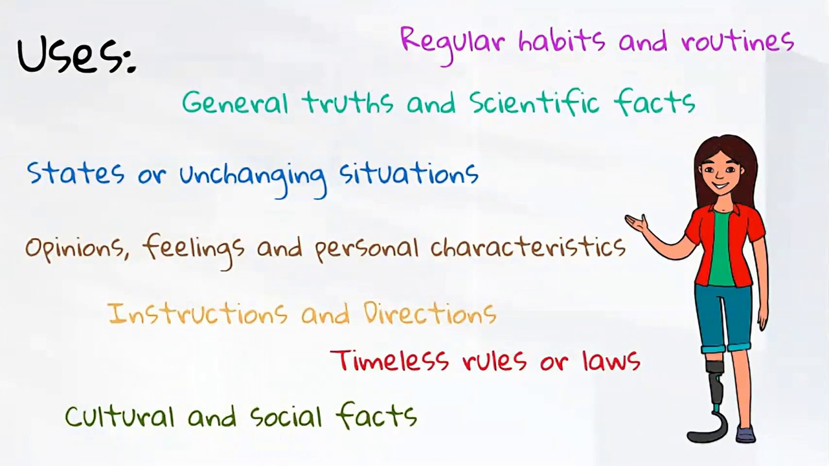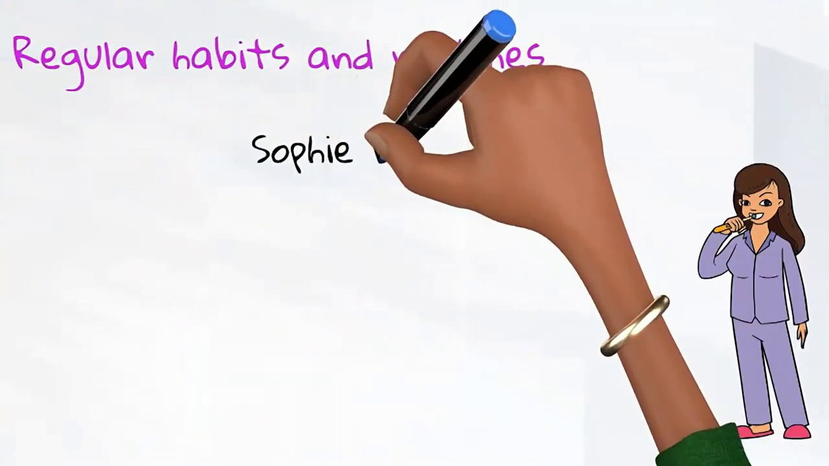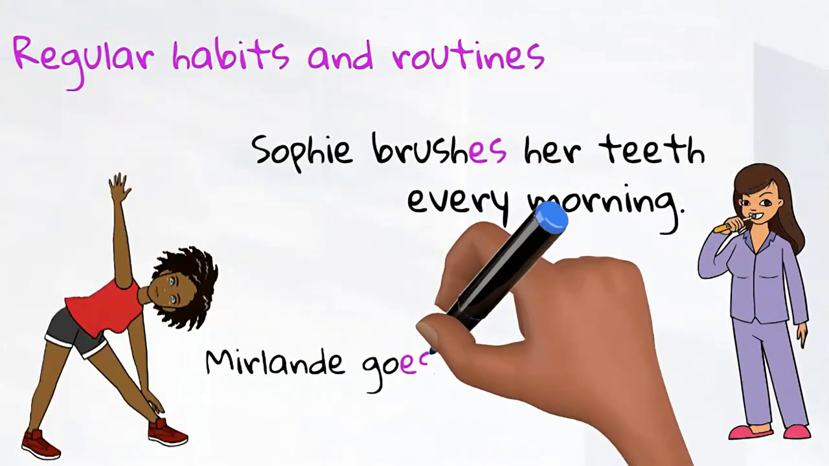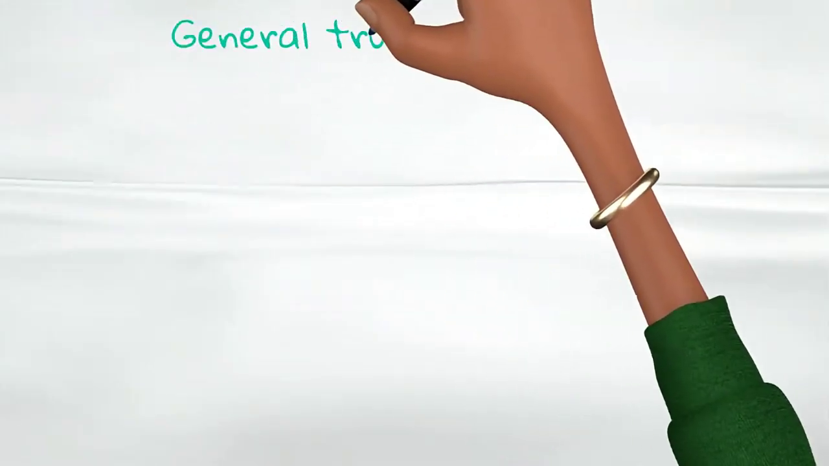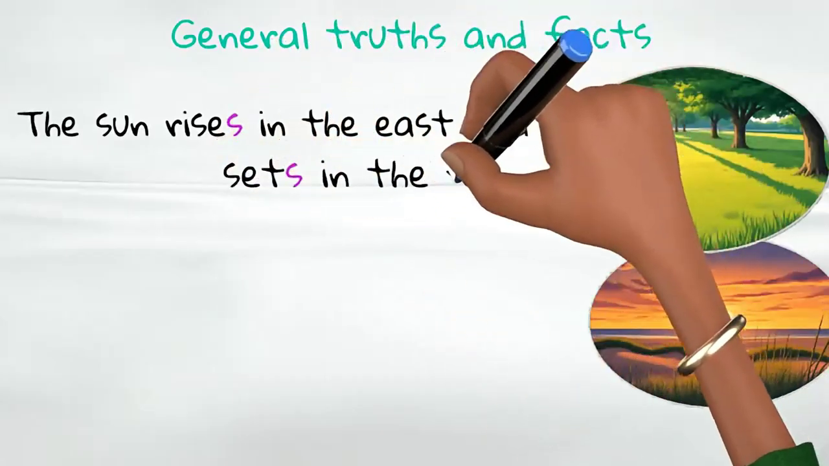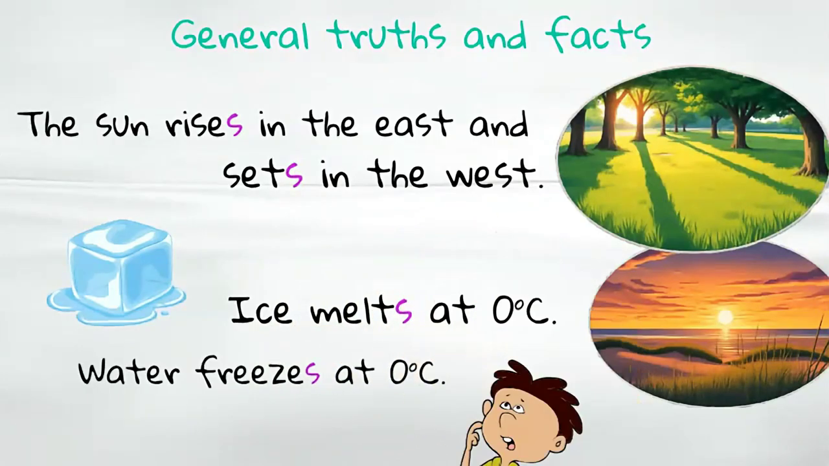Now, what about the uses? Let's have some examples. Regular habits and routines. For example, Sophie brushes her teeth every morning. Or Maryland goes to the gym. Scientific facts, general truths: the sun rises in the east and sets in the west. Instructions and directions, timeless rules or laws, and cultural and social facts.